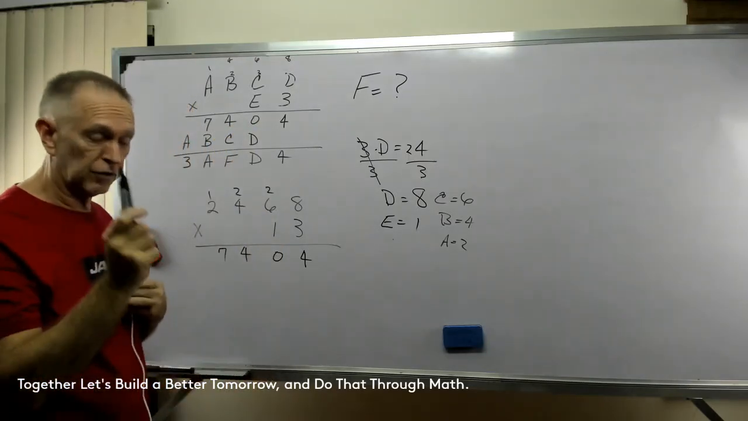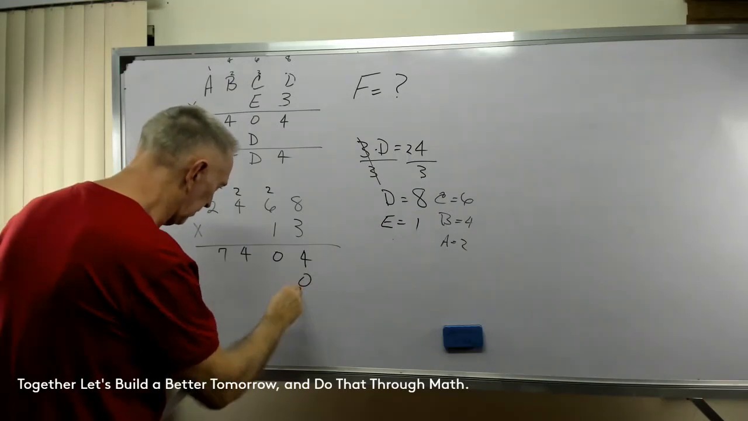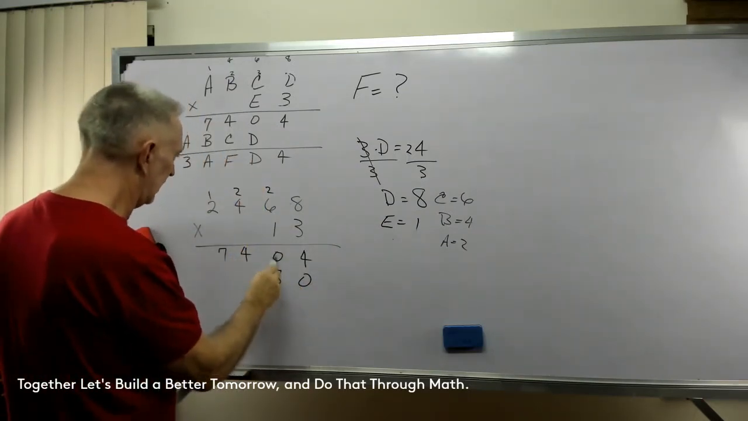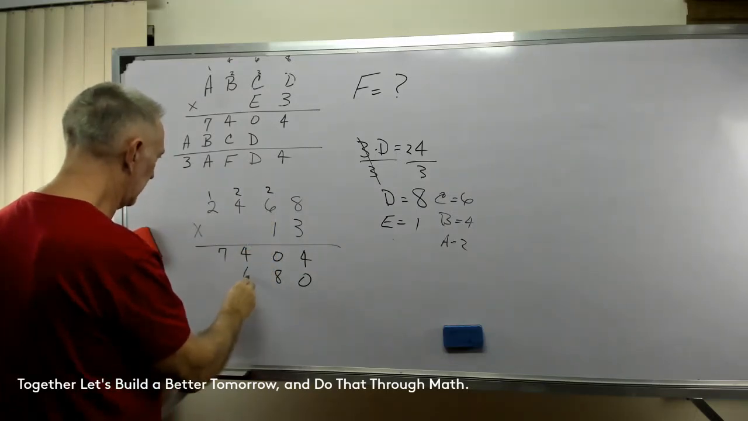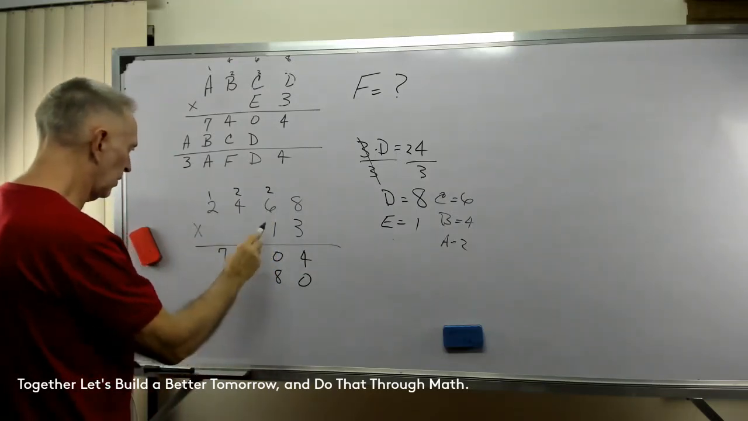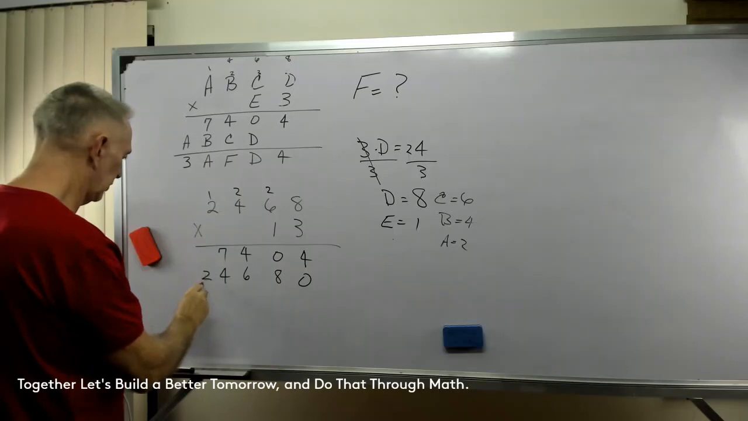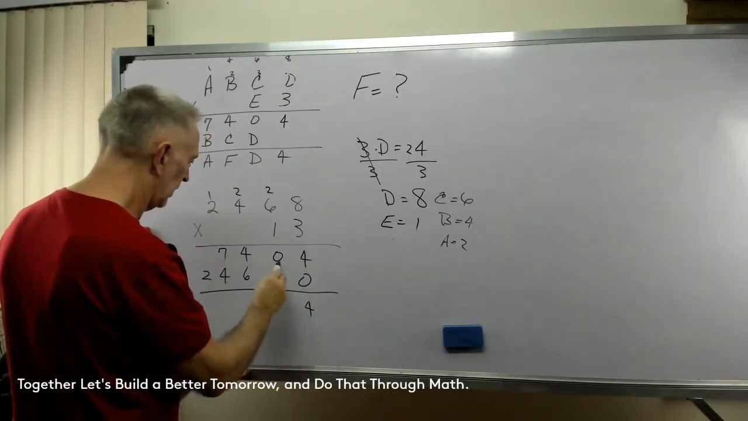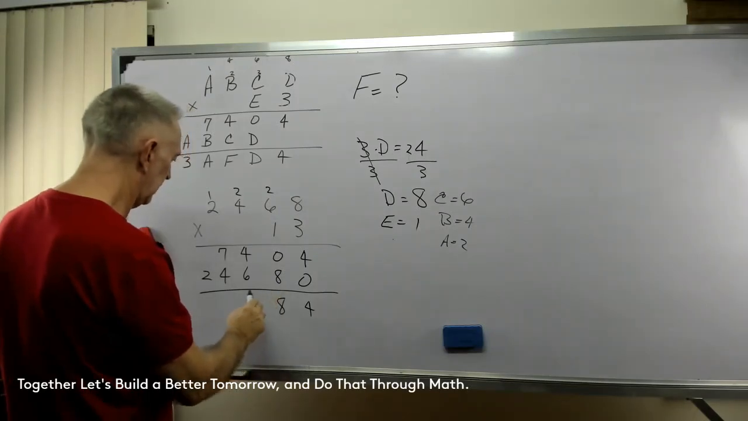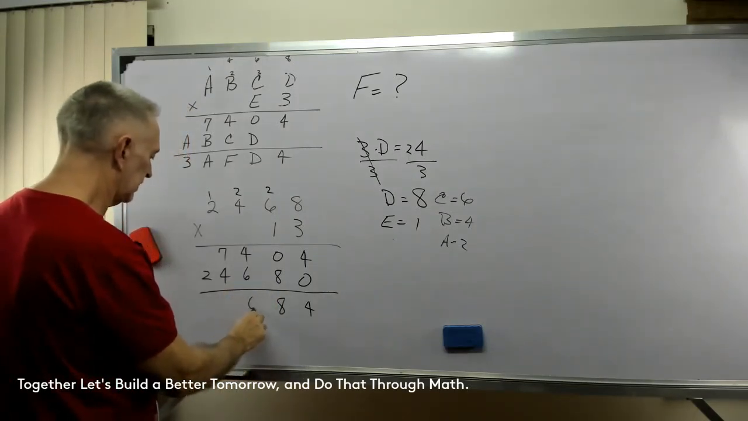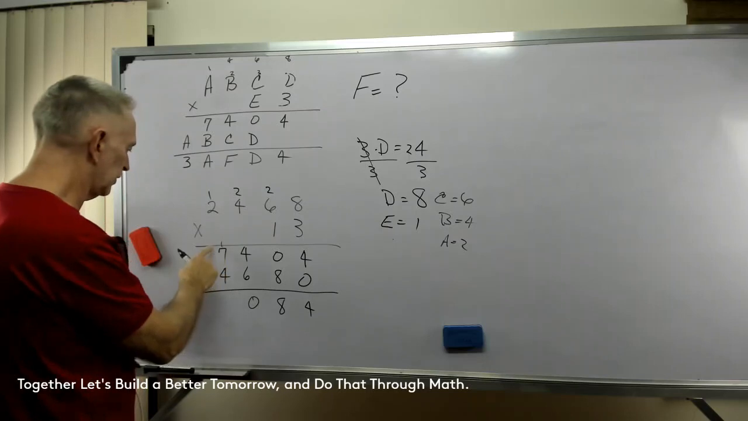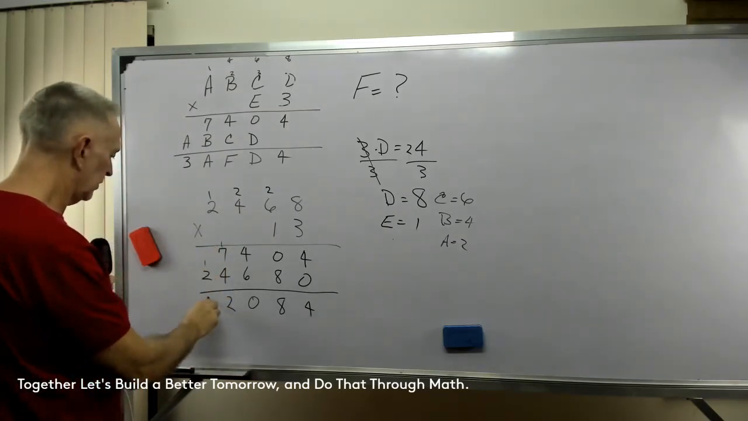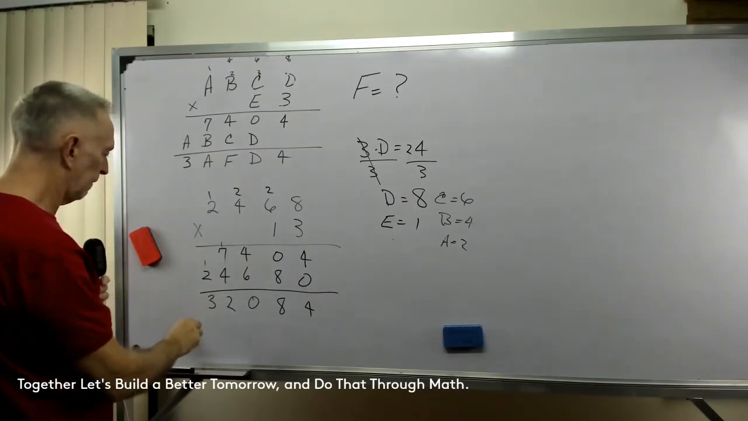Okay, put a 0 right here. And then 1 times 8 is 8. 1 times 6 is 6. 1 times 4 is 4. 1 times 2 is 2. 4 plus 0 is 4. 8 plus 0 is 8. 6 plus 4 is 10. Carry the 1. 8, 9, 10, 11, 12. Carry the 1. 1 plus 2 is 3.